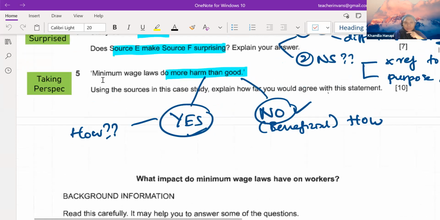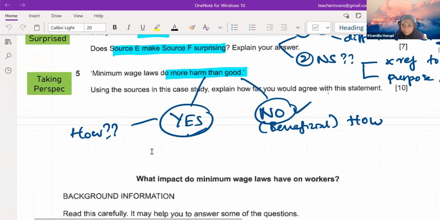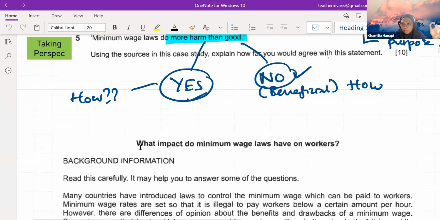So you can see, right, question 5 actually asks you whether minimum wage laws do more harm than good. But you always see that the big question is very different. It's always to give you that big overview. Okay, what impact do minimum wage laws have on workers? So they ask about impact, right? But when they ask about impact, the impact means that it is either harmful or it is positive, beneficial. So that is why your question 5, as well as the big question of any source-based question, it matches. It does match. So it helps you, it guides you. So that's why you must do a very quick read of all the sources.